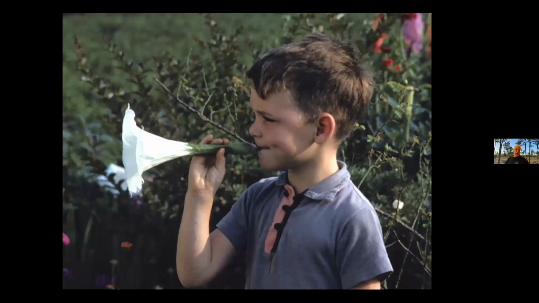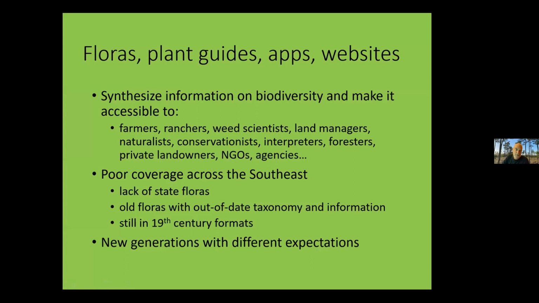And Bob already showed you this photo, but I use it as an example of plant blindness. My parents were actually quite into plants and got me interested in plants at an early age. I think I was actually 5 at the time this was taken, but they probably should not have been allowing me to play with a Datura, a terribly poisonous and hallucinogenic plant, even if it was grown in a garden. So floras, plant guides, apps, websites. I think we need to synthesize information on biodiversity and make it more accessible to anybody and everybody. In the Southeast, we have had poor coverage of state floras. Many states have never had a flora, Alabama and Mississippi. Alabama is one of the most biodiversity rich states in the country, never had a state flora.